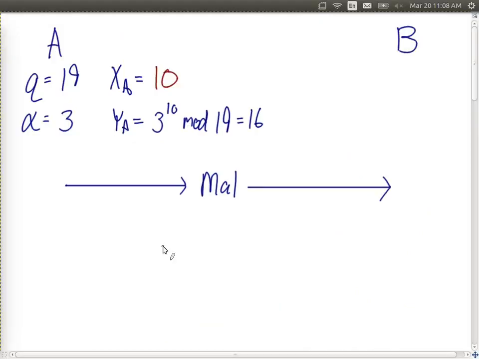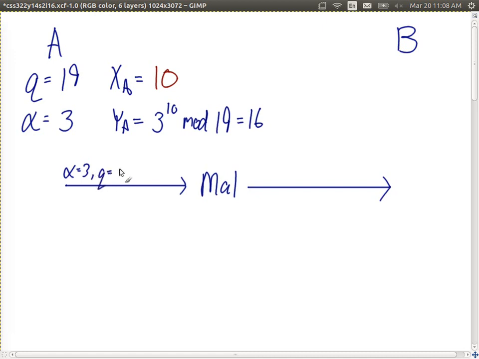So user A chose its value of XA. Q and alpha are fixed, and we know YA, so we send the public values to B. Alpha equals 3, Q equals 19, YA equals 16. But before they get to B, think of this message that was sent.